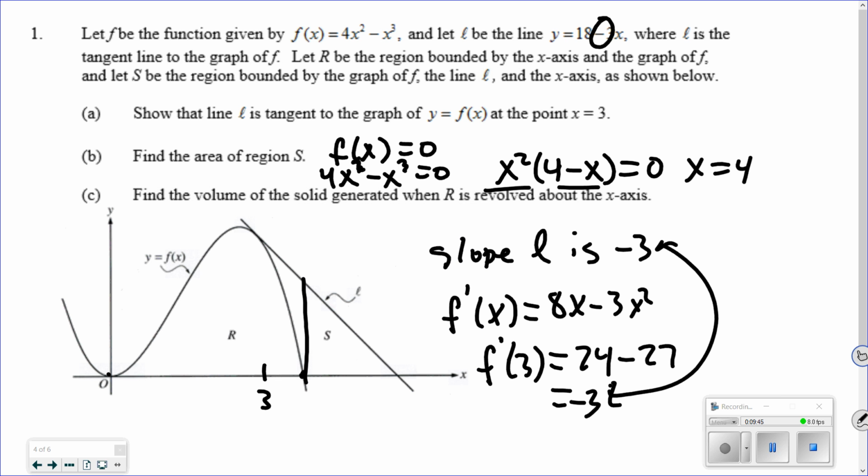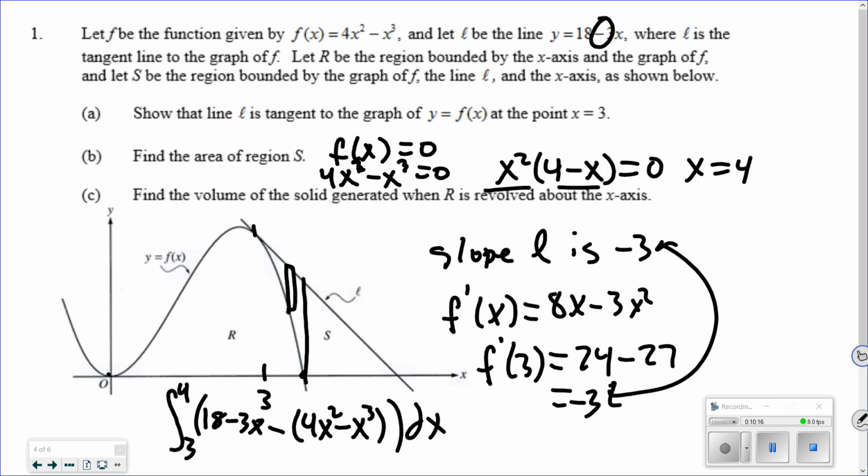So I'm going to have to do two integrals. I'm going to do the integral from 3 to 4, from right there to right there. And then I have to go top minus bottom. So think of your cross section. The top is the line, that would be the 18 minus 3x, minus the bottom, which is f, that is 4x squared minus x cubed. Okay, that's going to give me this area right here.